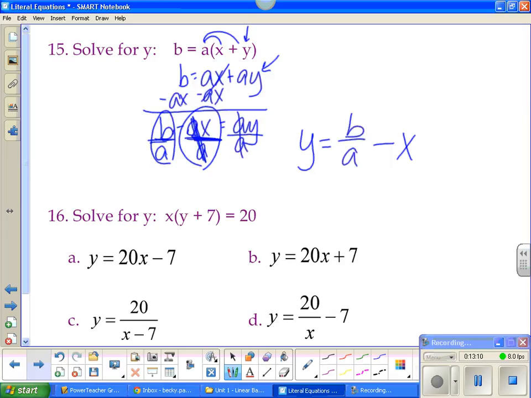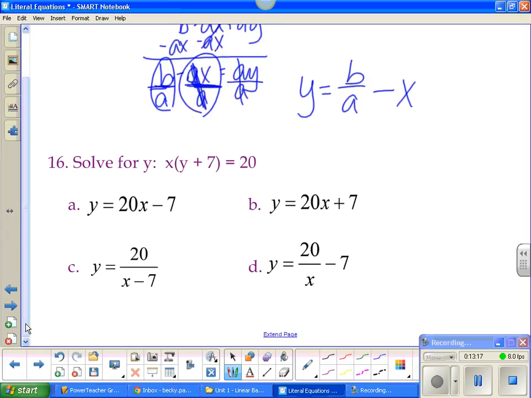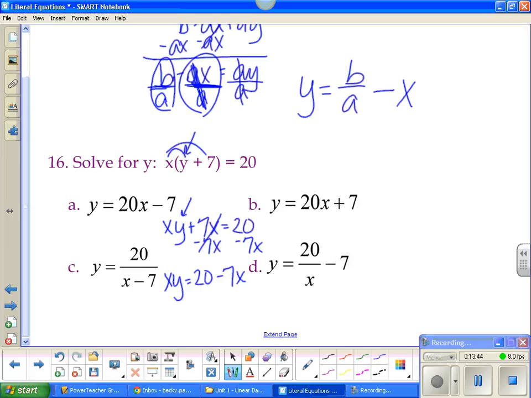That one's a little tricky, so if you need to go back and listen to that one again, please do so. Number 16 is along the same line, so we have another example just like this. We are solving for y. So the first thing I'm going to do is distribute my x because that y is inside. So if I distribute my x, that gives me xy plus 7x equals 20. Again, I'm solving for y. So my first move is to subtract the 7x. So I have xy equals 20 minus 7x.